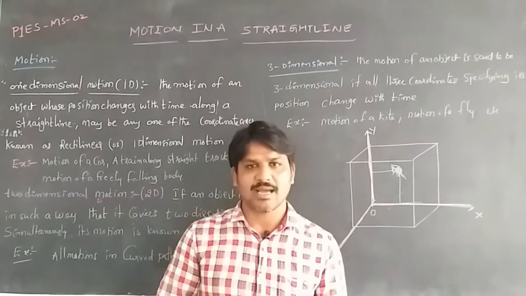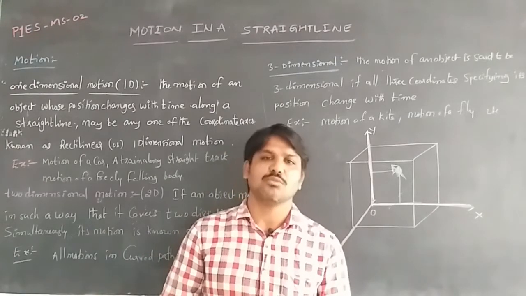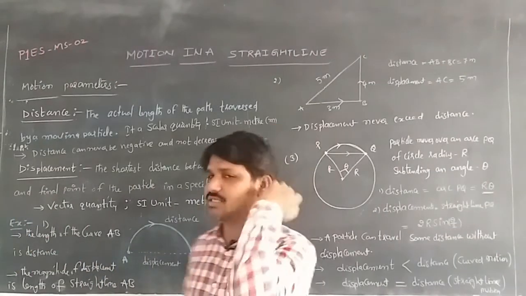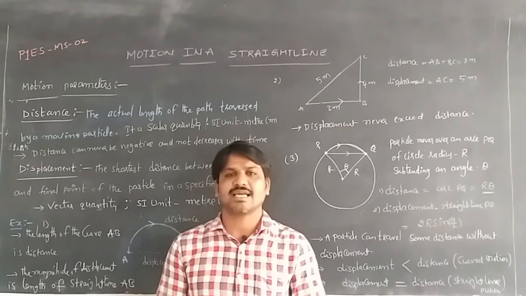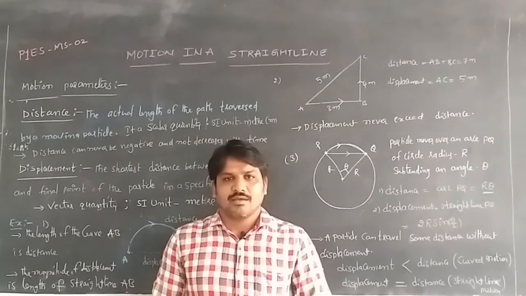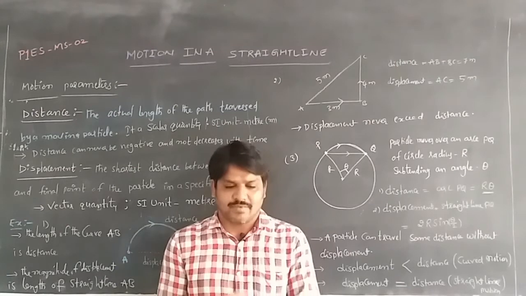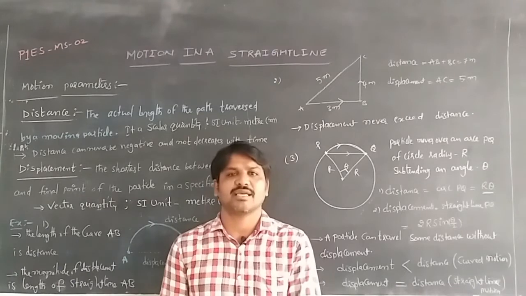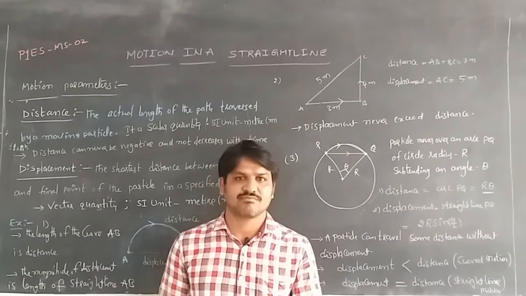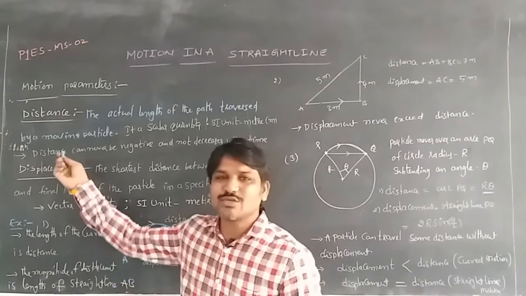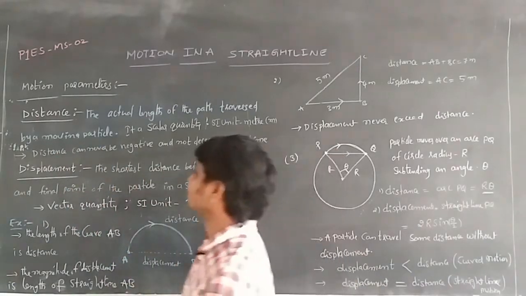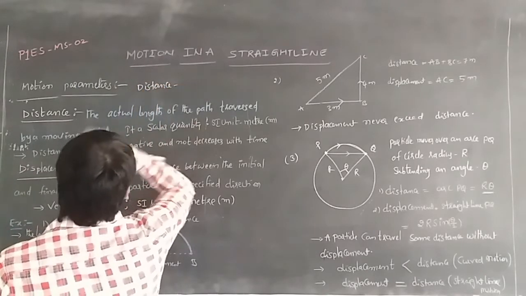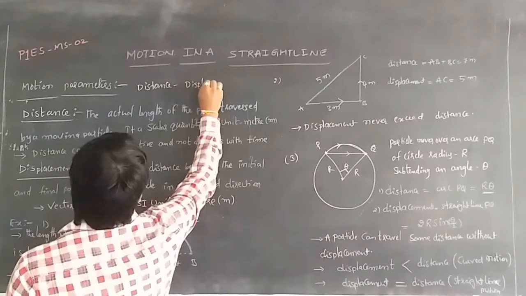Let us see what parameters are involved during the motion of an object along a straight line. Among the parameters of motion, now we are going to discuss distance and displacement. When the body travels from one point to another point, the body is said to have traveled some distance. First of all, we are going to see distance and displacement.